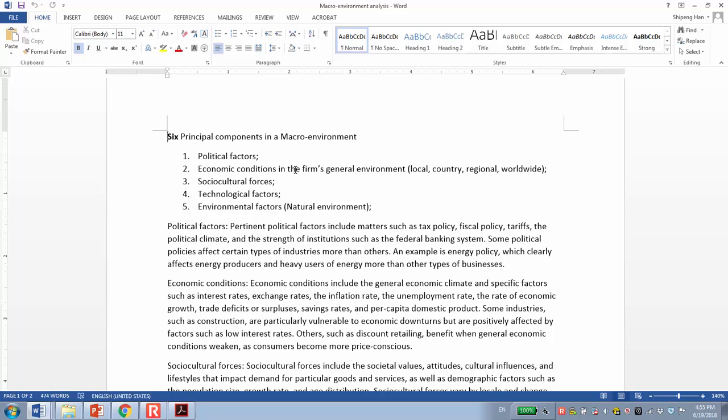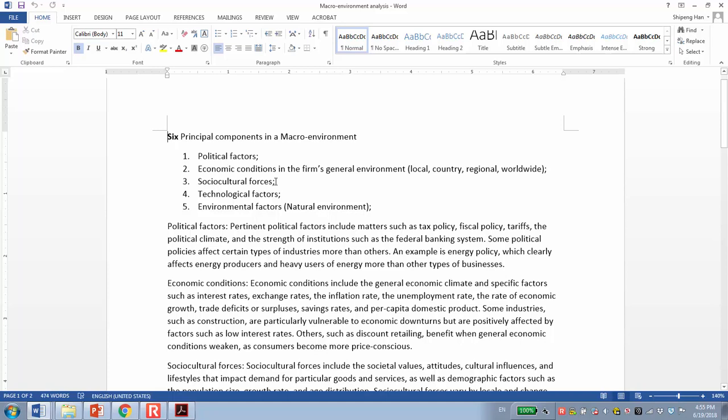But if you pick a firm like Apple, we know Apple is an international firm. It operates in the United States, China, India, Vietnam, and its products are sold all over the world, right? So the economy of the whole world will surely affect this business.